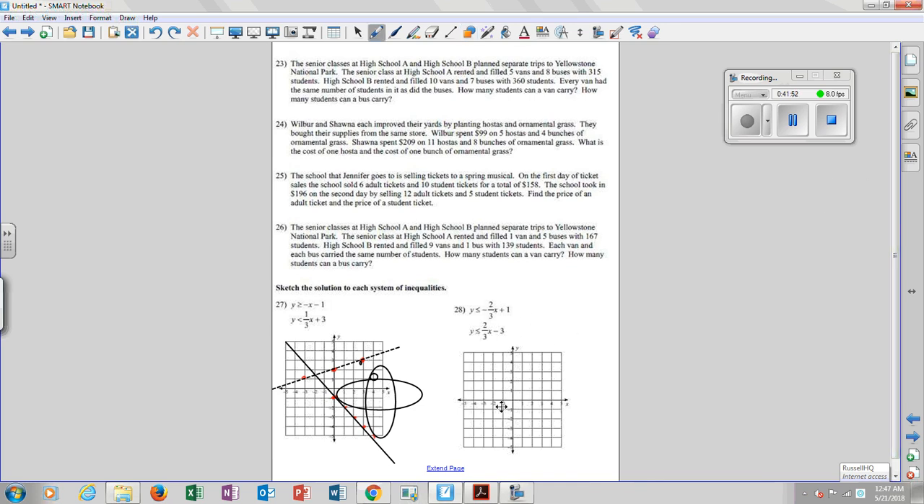Number 28. Up 1, make a dot, go down 2, right 3, or up 2 and left 3. Solid line, because it's got the equal sign underneath it. And you would be shading everything below it.